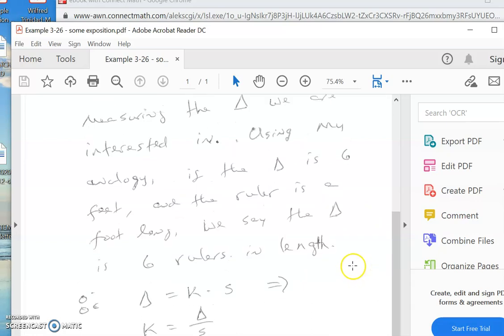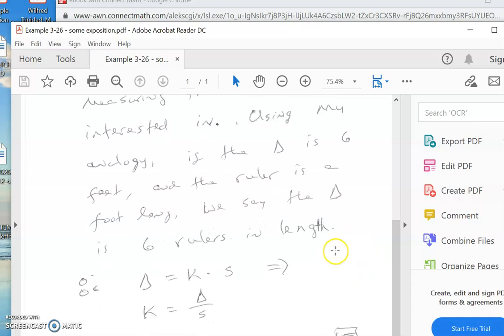It's 6 feet long, right? So how many rulers is it? It's 6 of them. So K is 6.